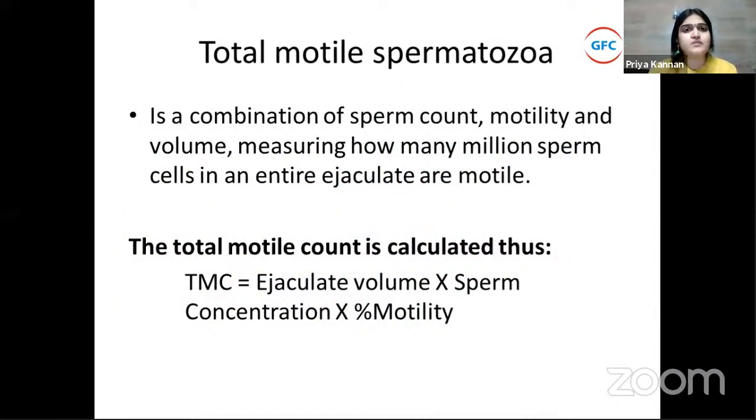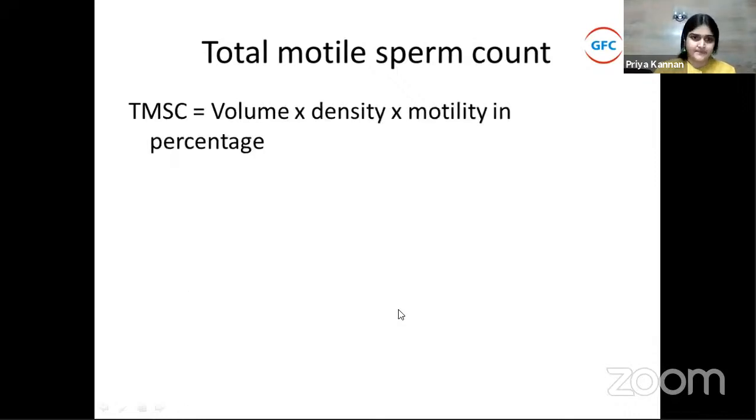One of the most important functional parameters that we have to calculate based on the SAR report is the total motile sperm count in that particular ejaculate. It is a combination of sperm count, motility, and volume of that ejaculate. It is calculated by multiplying the ejaculate volume by the sperm concentration by the percentage of motility that we have seen. That is, volume into density into motility in percentage.